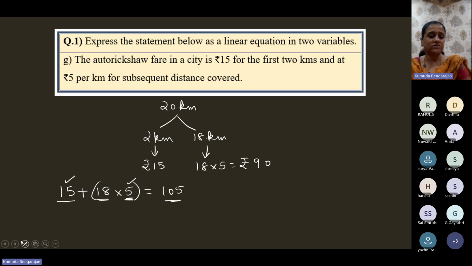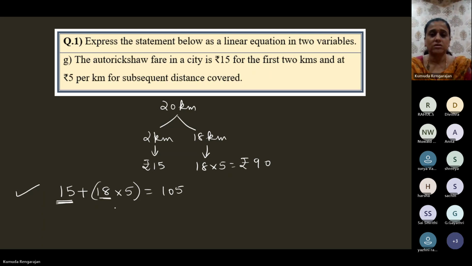Now look at this. Sometimes you will be given that information also. Take this one as X and this one as Y. But when it's not given, you should know what to assume as X and Y. I'm sure all of you understood this equation. In this equation, 15 rupees is the charge for the first 2 kilometers, given in the question, so you don't have to assume anything for this. 18 is the remaining distance.